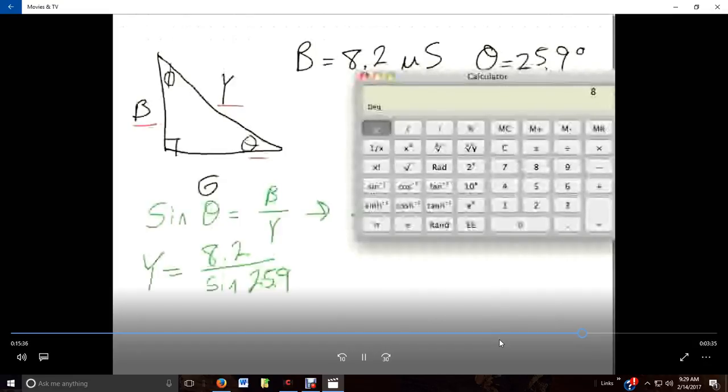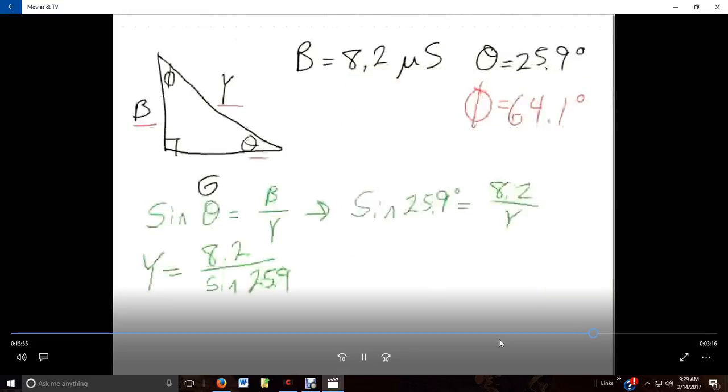I'm going to do 8.2 divided by 25.9 sine equals, and I get a value for Y of 18.77. All right, I'm going to put in Y is approximately 18.77 microsiemens. At this point, I could use the Pythagorean theorem.